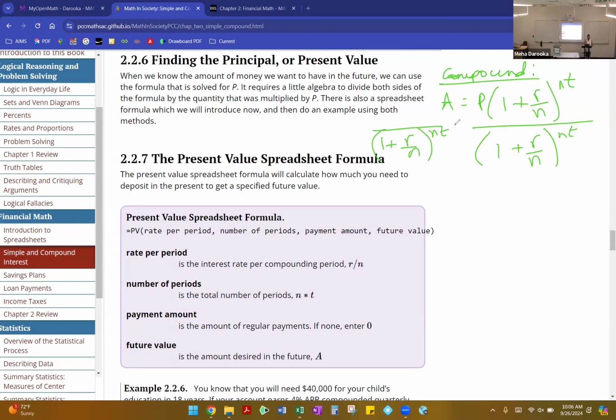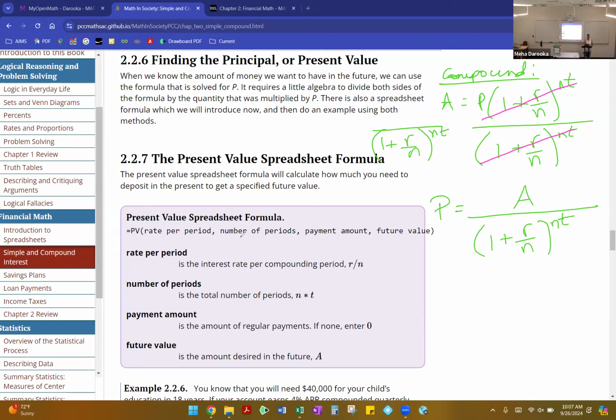Right, so as you can see, that means we would be able to cancel out those parentheses on the right-hand side. Rewriting the formula, and I'm just going to put P on the left, will give us A on the top, divided by 1 plus r over n, and that parentheses is raised to the power of nt. That should look like an n, not an r. So that would be your rewritten compound interest formula for finding the principal or the present value.